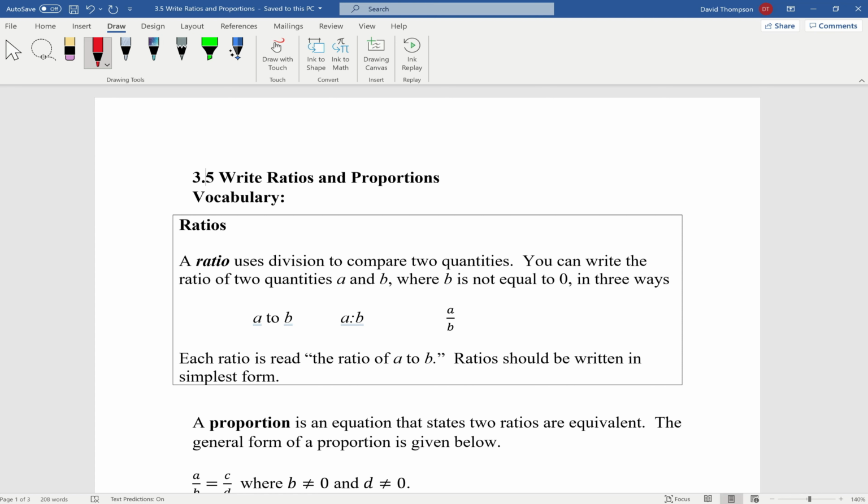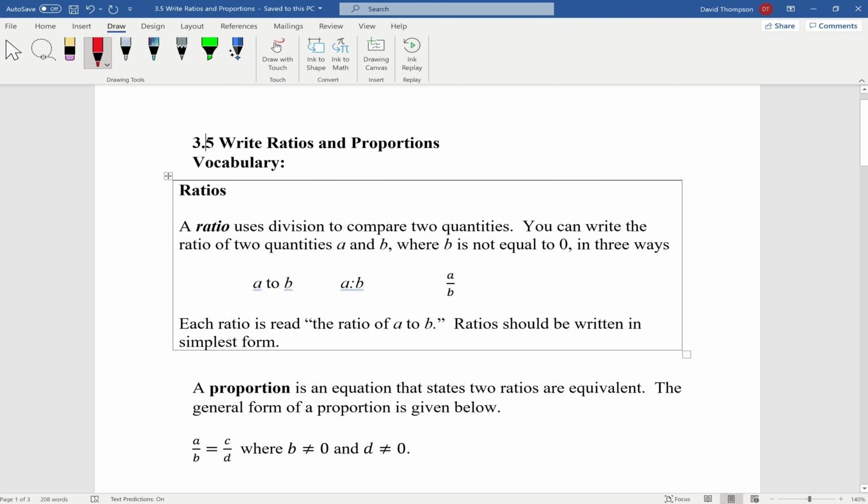Ratios can be written in simplest form. A proportion is an equation that states two ratios are equivalent. The general form of a proportion is given below: A to B equals C to D, where B does not equal 0 and D does not equal 0.